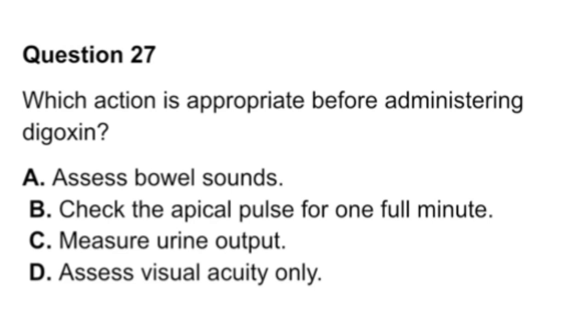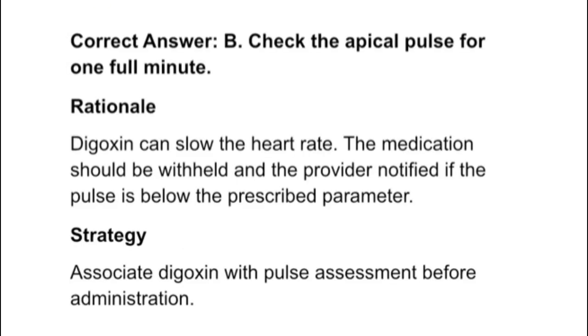Question 27. Which action is appropriate before administering digoxin? A. Assess bowel sounds. B. Check the apical pulse for 1 full minute. C. Measure urine output. D. Assess visual acuity only. Correct answer, B. Check the apical pulse for 1 full minute.